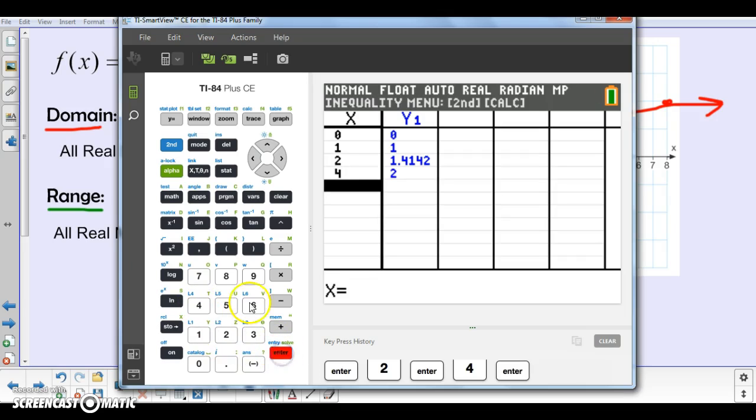So if I were to type in a negative number, let's say -1, my calculator comes back with error. Same thing with -2, -4, anything else that I would type in that was negative, because the domain for this function is x values that are greater than or equal to 0. My graphing calculator knows this.